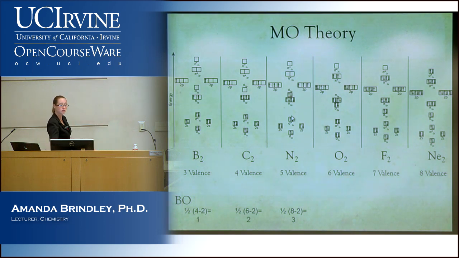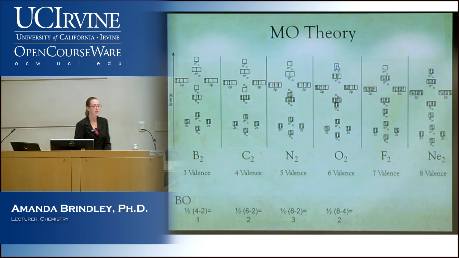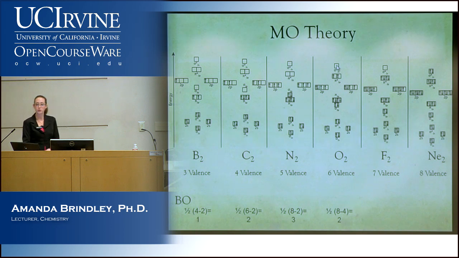Okay, next one, oxygen. So how many in bonding orbitals? 6, 2 is 8. And then how many in anti-bonding? 2 and 4. So we end up with a bond order of 2. Go through these a little bit slower at home too, and make sure that you can do this all from scratch.